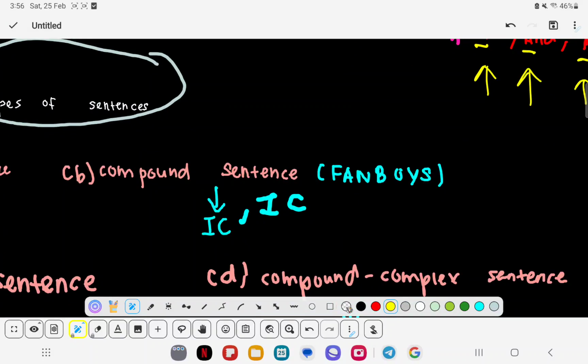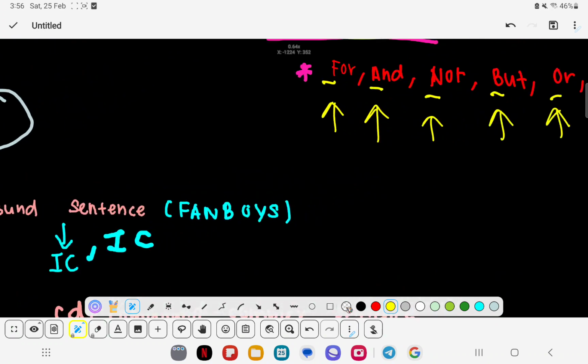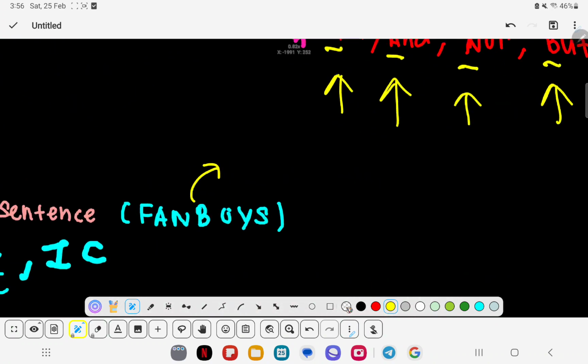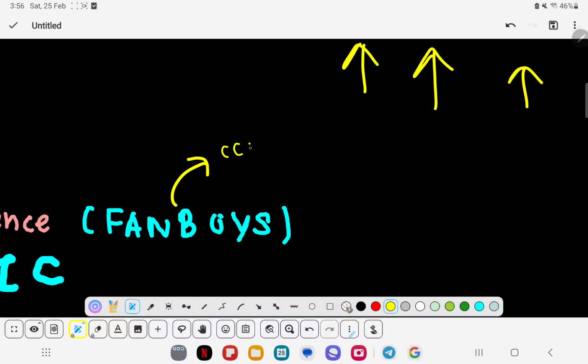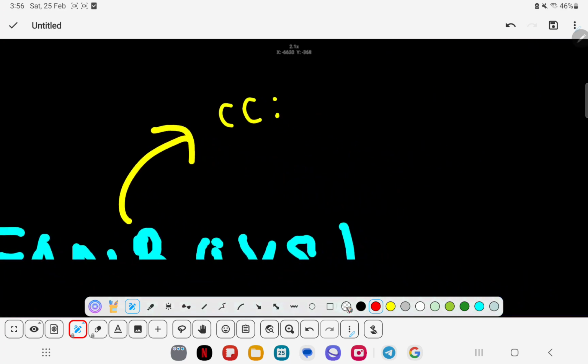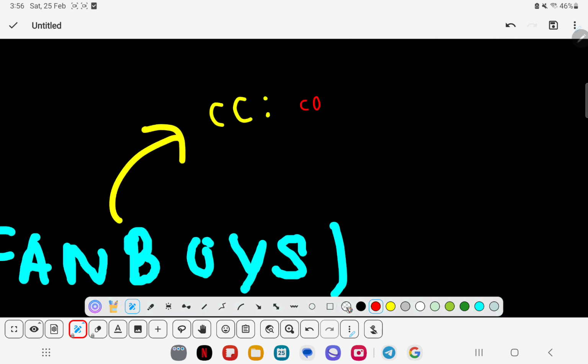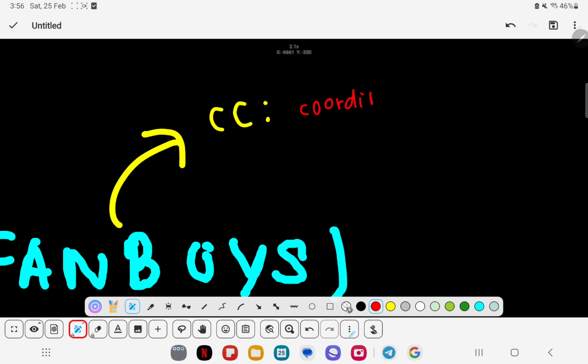It means that it contains two or more independent clauses. And by the way, FANBOYS are also known as CC. What does CC mean? CC means coordinating conjunction.